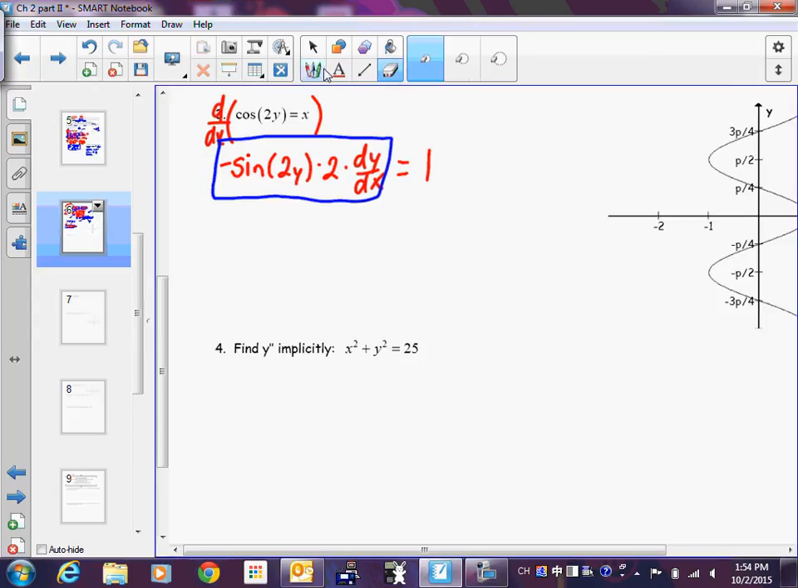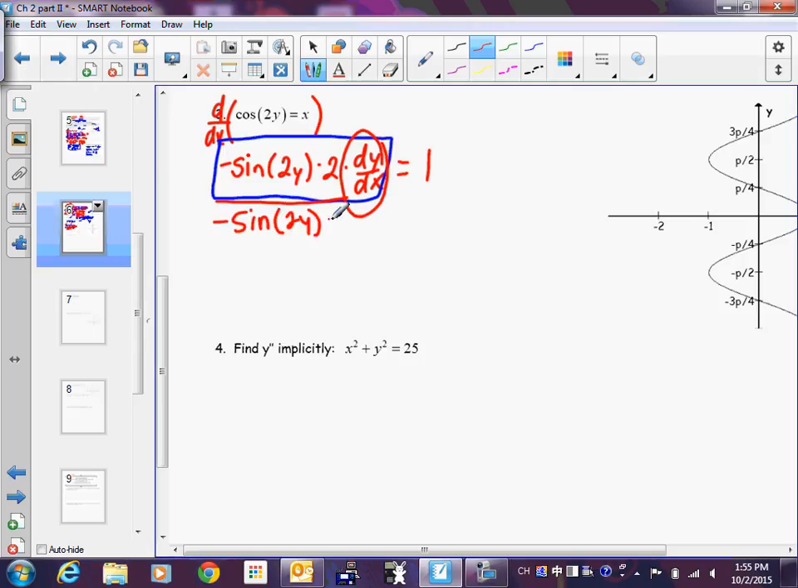All right, now that term is already on the left, and there's only one of them. So we get to skip the step that puts everything on the left with a dy over dx, and we get to skip the factoring step. We get to go straight to dividing. Do you guys see what you need to divide? You want dy over dx by itself, so divide by everything else. So negative sine 2y times 2, both sides. Okay, and that's actually your answer right here.